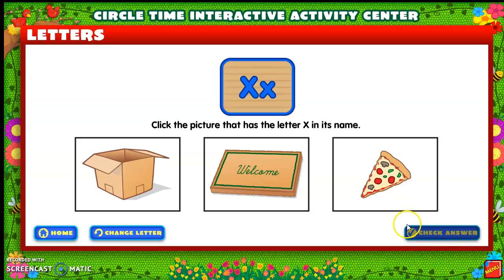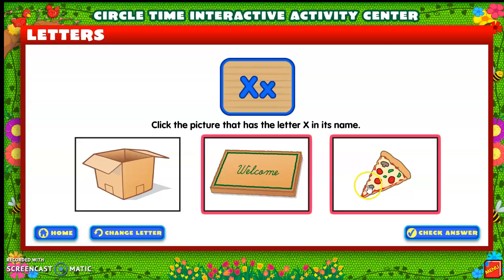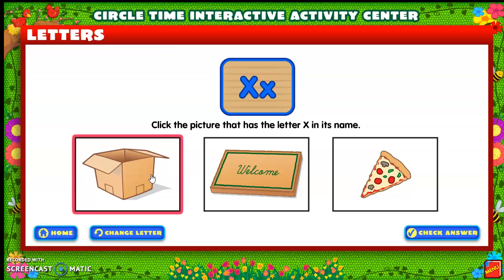Let's try that again. Here we have 3 more pictures. Box, mat, pizza. Pizza. I don't think I hear that X sound in pizza. Mat. Nope, I don't hear that X sound in that one. Box. Do you hear it? I do too. Great job. Let's check our answer. You did it! Box has the letter X in it.